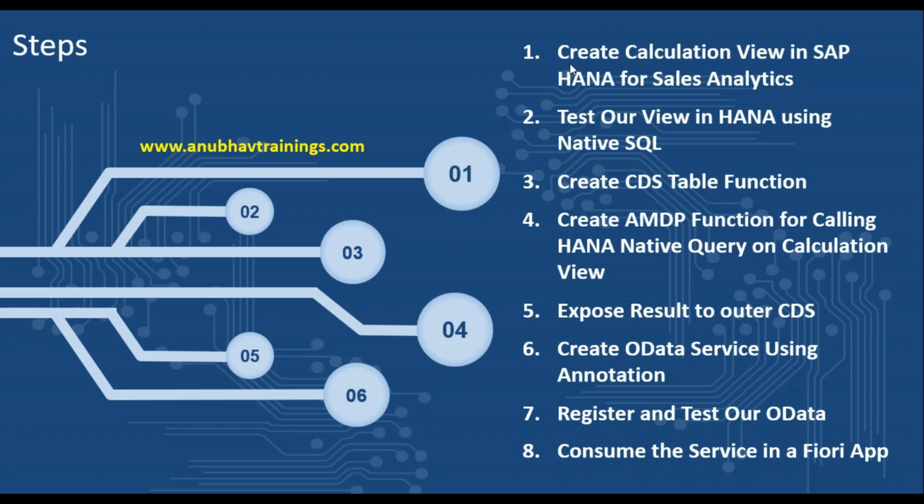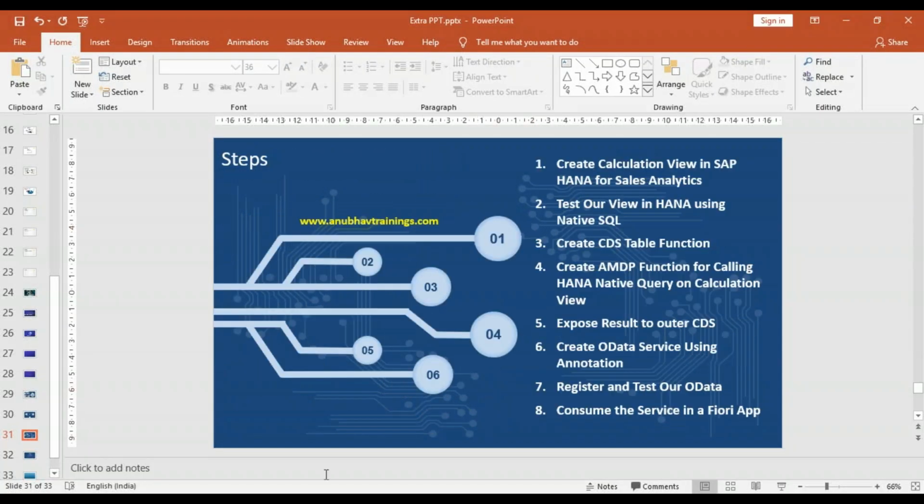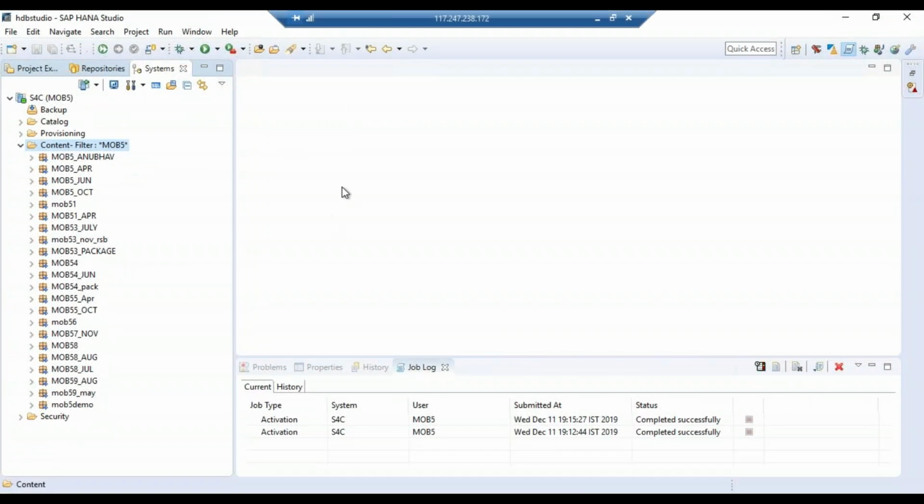So let's get started. Our step number one, we will be creating a calculation view to build sales analytics. For that, I'll just quickly switch to our HANA box. So this is the HANA system we have. And I do have a package here called mob5_Anubhav. That's the package I've already created.